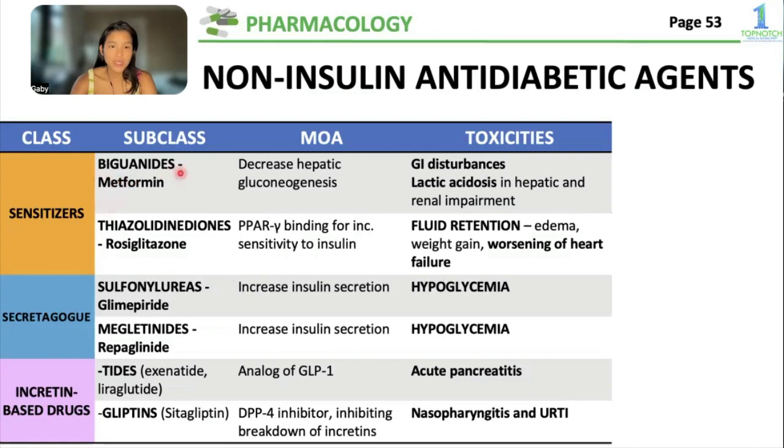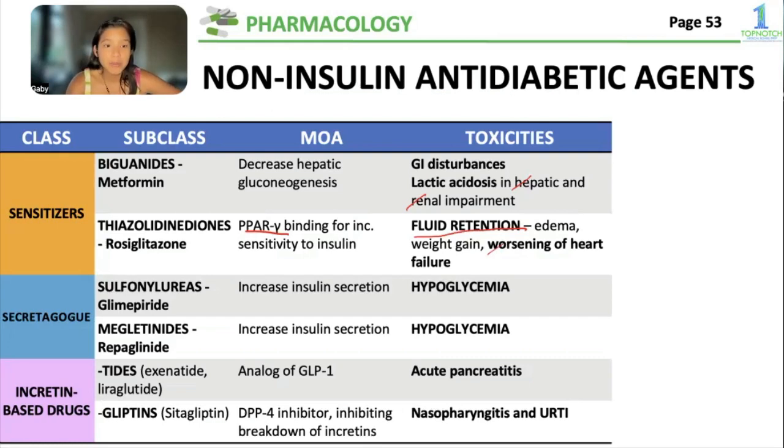What biguanides do is they decrease hepatic gluconeogenesis in addition to promoting insulin sensitivity, but they do have quite significant toxicities in terms of GI disturbances. A lot of patients on metformin will initially present with some nausea, which is a very common side effect. Unfortunately, they can also cause lactic acidosis, especially in patients who are predisposed to it, such as if they have hepatic or renal impairment. Your TZDs bind to PPAR gamma, which is important for increasing your sensitivity to insulin. Unfortunately, a side effect that has caused this drug to fall out of favor is quite severe fluid retention. So in patients who have heart failure, this can worsen their heart failure.